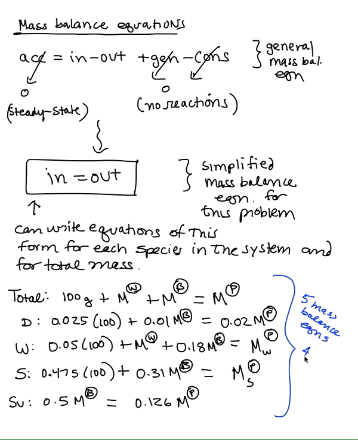Note that only 4 are independent, because if you add the mass balance of each species, D, W, S, and SU, they're going to sum up to the total. You'll end up with the equation for the total mass balance. So there's 5 different equations you can write, but only 4 of them are independent.